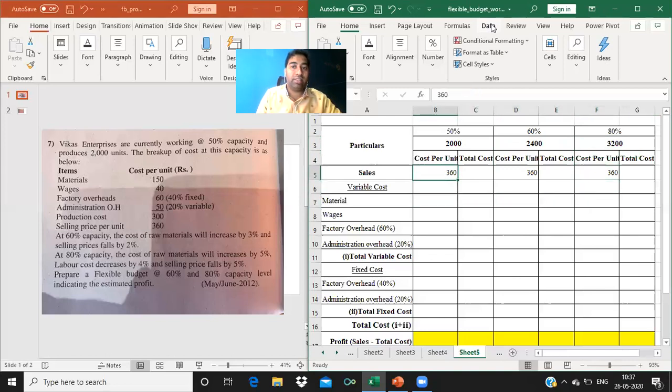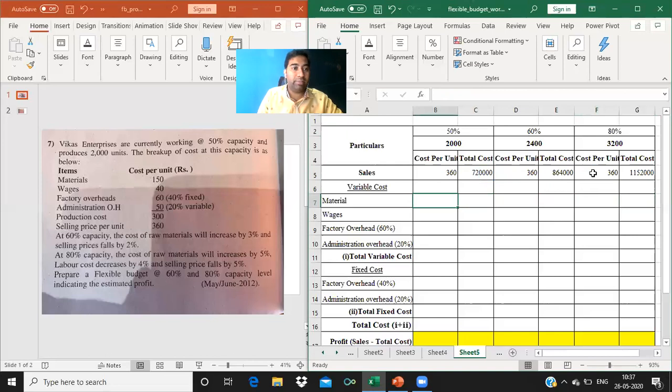Now 360 rupees is the selling price which is given in the problem, and we need to multiply this value by the number of units. At 60% capacity, that is 8,64,000, and at 80% capacity, the total sales is 360 into 3200 units, that is the sales revenue.